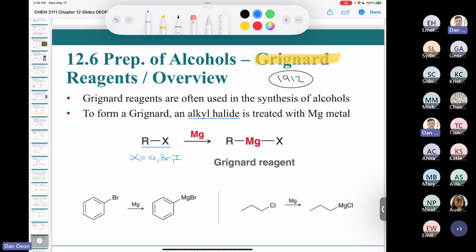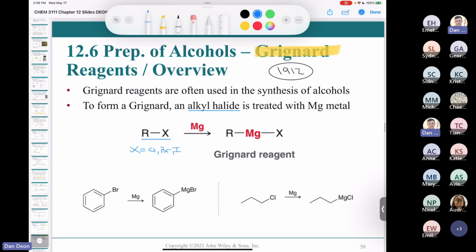And if you're wondering, just make plain old magnesium metal, yes, we usually use little metal filings of magnesium, and you stir it around, and what happens is the magnesium does what's called an insertion. It inserts itself in between the carbon and the halogen, and that gives us a Grignard reagent. And I have two examples shown here on the bottom of the slide.